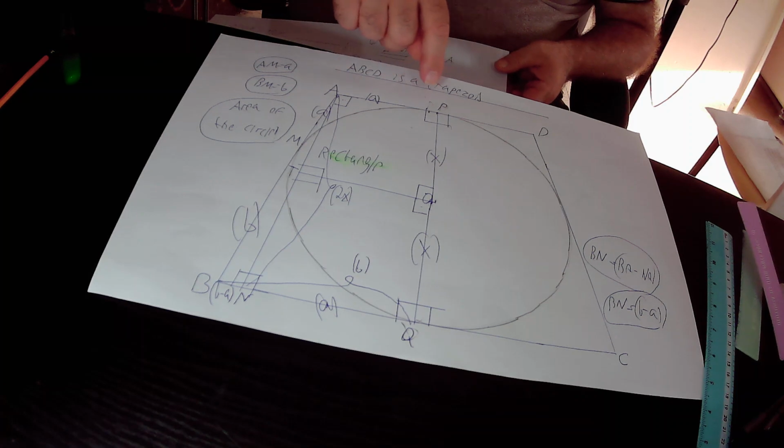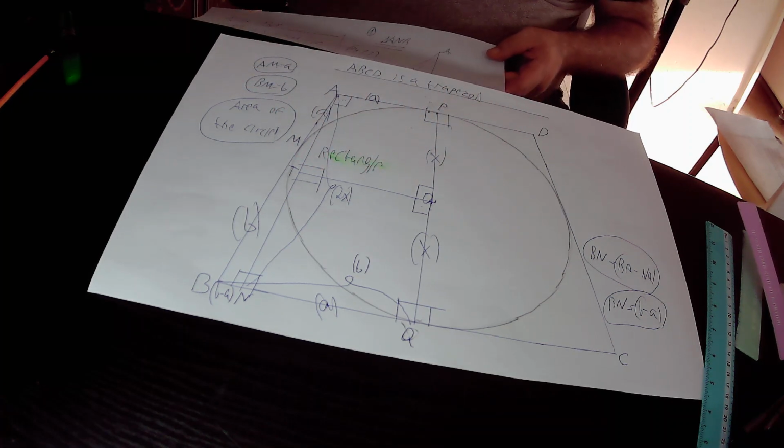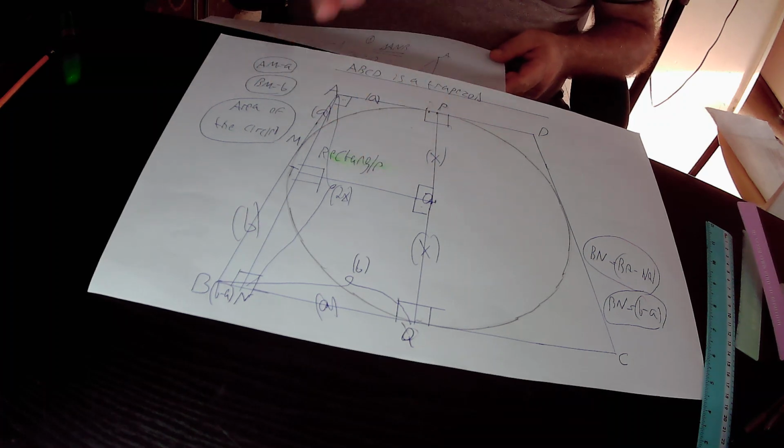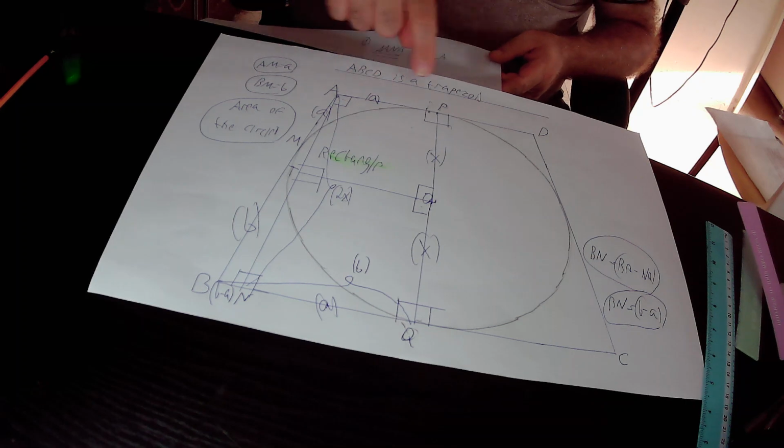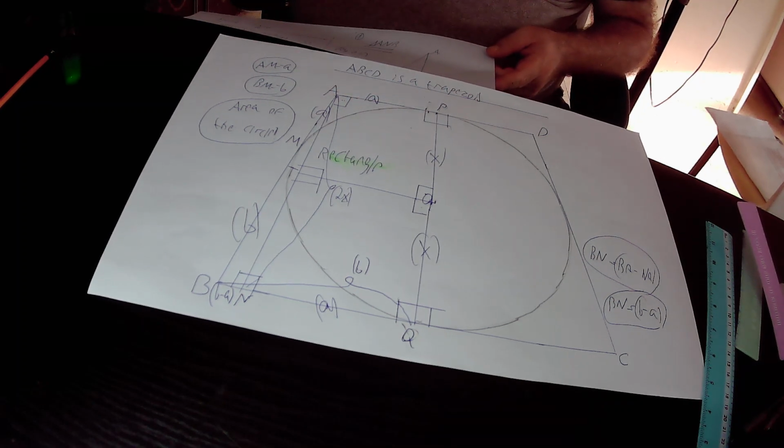in quadrangle APQN we have 4 right angles, and according to rule 5, any quadrangle that has 4 right angles must be a rectangle if not a square. So we refer to this quadrangle APQN as a rectangle because it has 4 right angles. Quadrangle APQN is a rectangle according to rule 5.